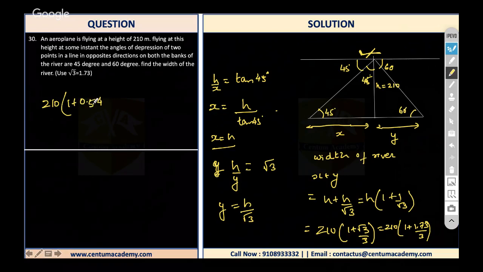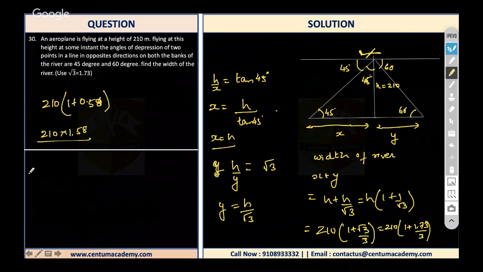0.5 and 315 and 23. So no, 858. So 0.58 approximately, right? 1.58. So 210 into 1.58.